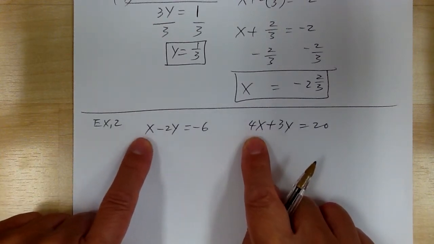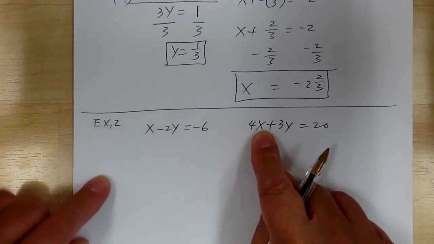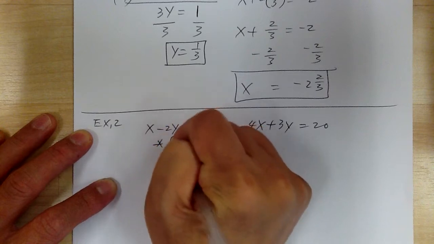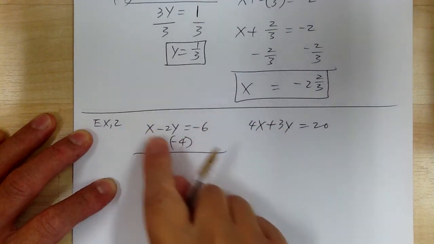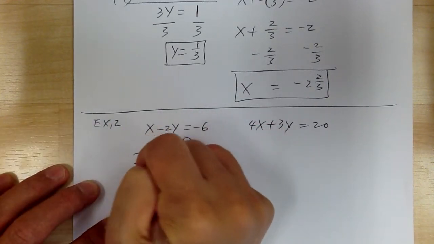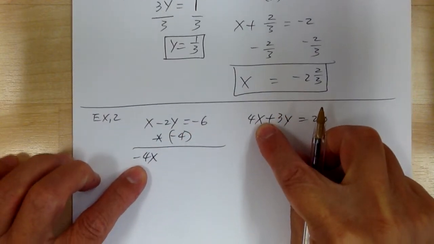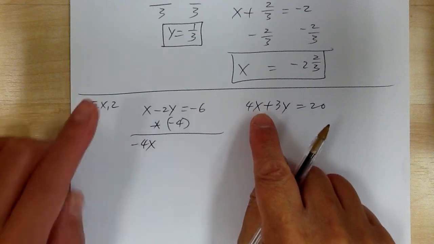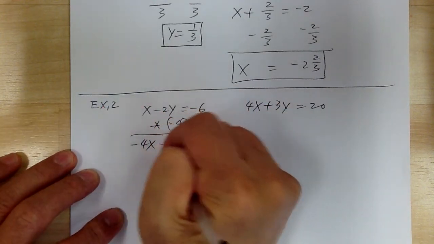This is x, this is 4x. To make them opposite, I need to multiply this by negative 4. If I multiply this by negative 4, I get negative 4x, and it becomes opposite. Again, that's the goal you want to achieve: find a way to make one of the variables opposite, so that they will cancel out.